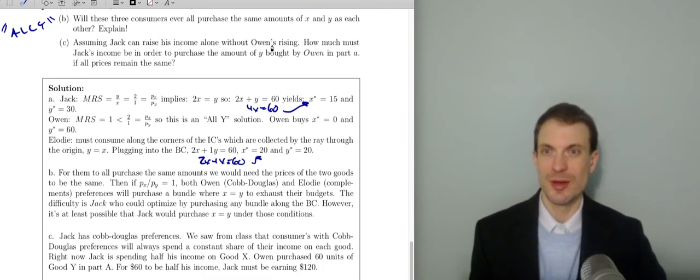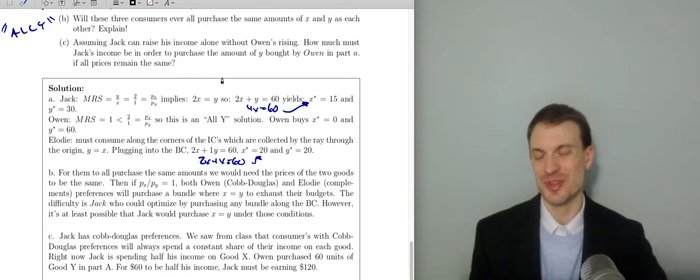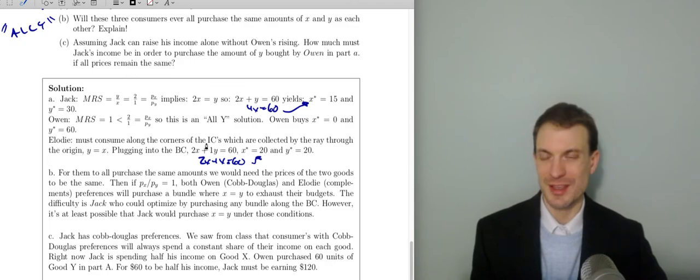Lastly, assuming Jack can raise his income without Owen's rising, what does Jack's income have to be to purchase the amount of y bought by Owen? Well, remember, Jack has Cobb Douglas utility. Owen purchased 60 units of good y. So how large does Jack's income have to be to purchase 60 units? Well, remember, with Cobb Douglas utility, you're going to spend a constant share of your income. So what must Jack's income be such that 60 is half of it?